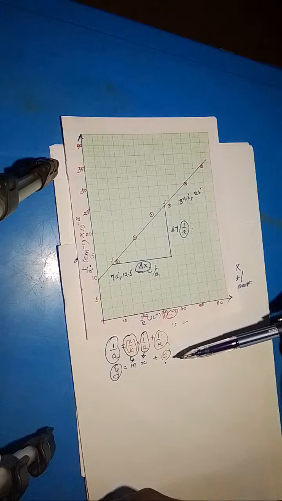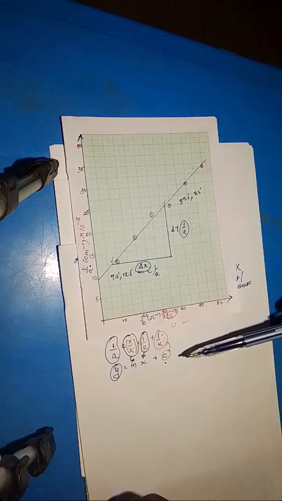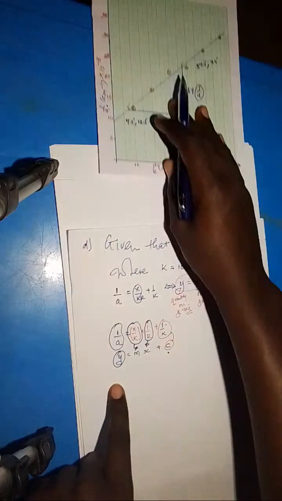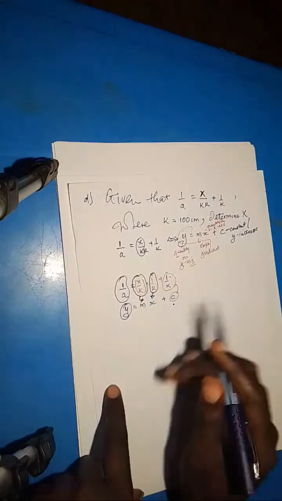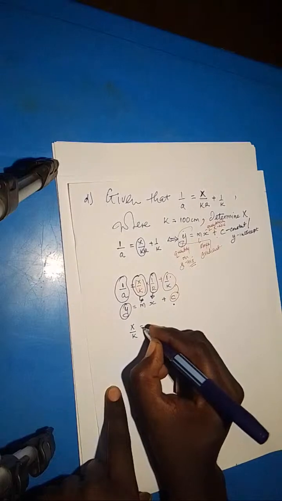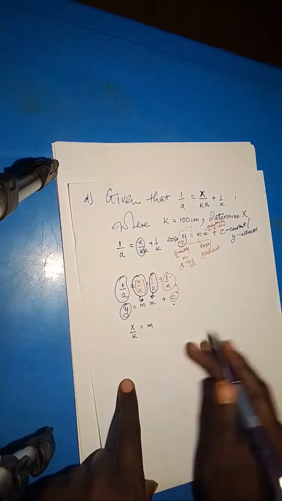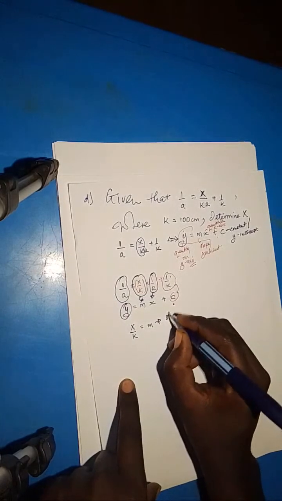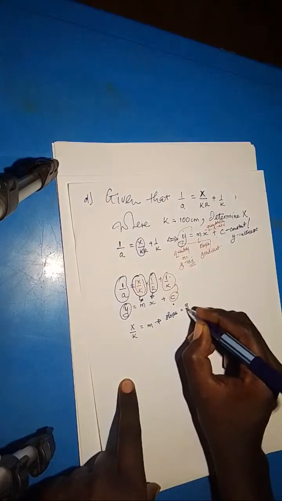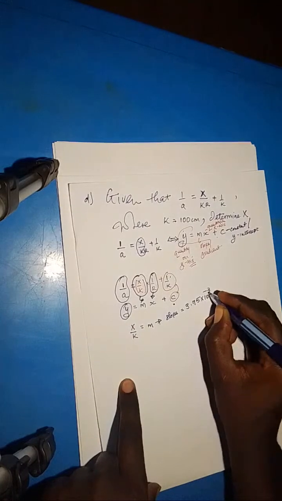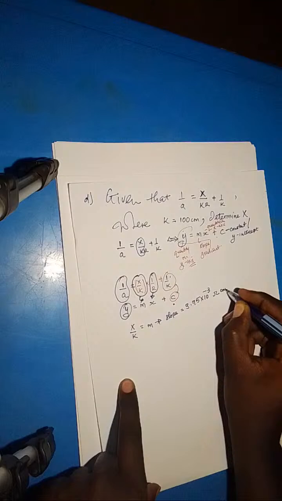In this question, we had what is x? Therefore, for us to get x over k is equals to m. Already, we got m, which was the slope, as 3.75 times 10 raised to power negative 3 ohm per centimeter.